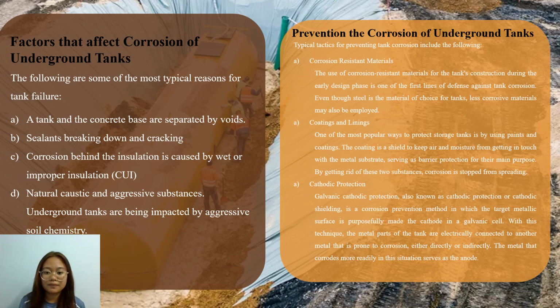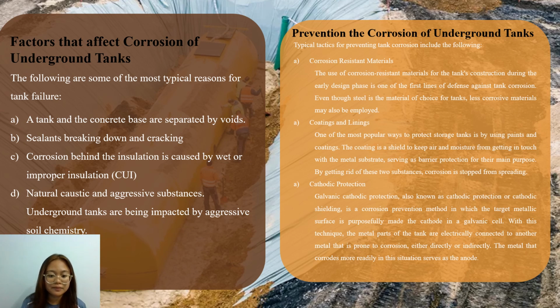Coating and lining. One of the most popular ways to protect storage tanks is by using paint and coating. The coating is a shield to keep air and moisture from getting in touch with the metal substance, serving as a barrier protection as its main purpose. By getting rid of those substances, corrosion is stopped by separation.